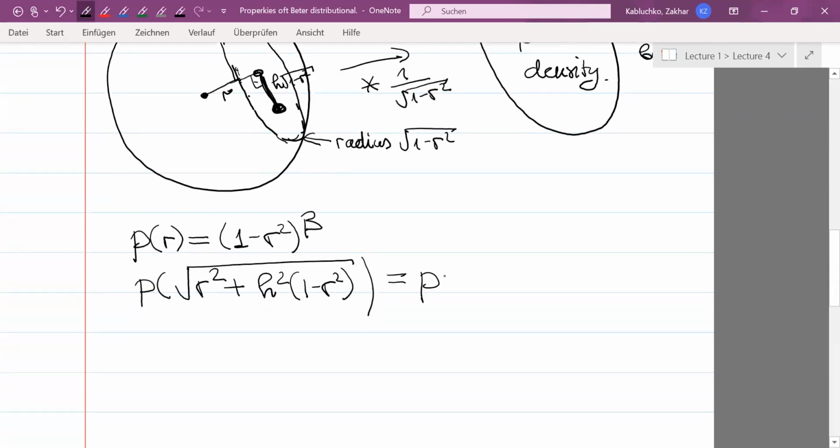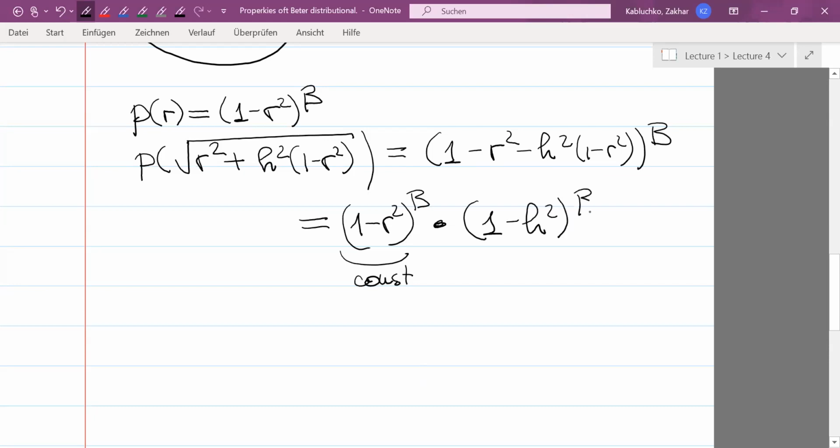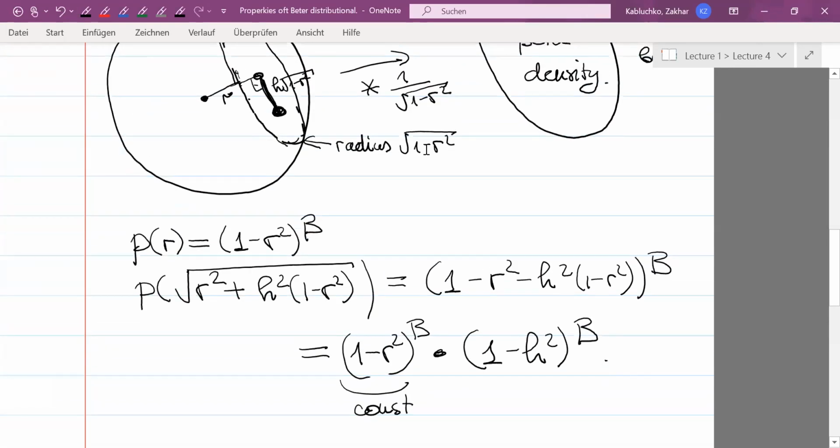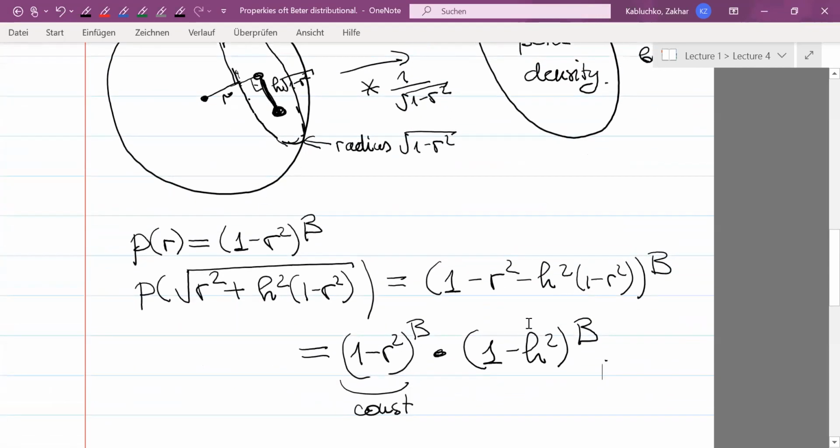Or just inserting, it is (1 minus r squared minus h squared times (1 minus r squared)) to the power beta. And this is (1 minus r squared) to the power beta, which is some constant, times (1 minus h squared) to the power beta. And I'm interested in the dependence on h, and the dependence on h is especially simple. It is again the beta distribution. So the slice here is essentially, up to rescaling, again a beta distribution.